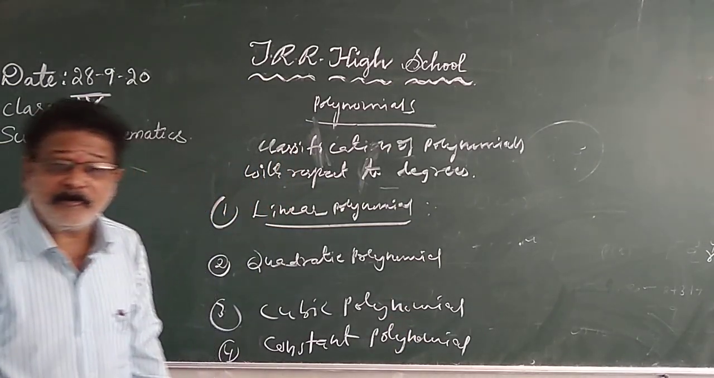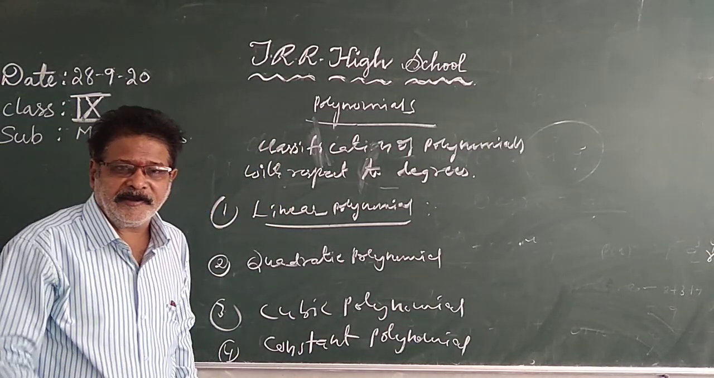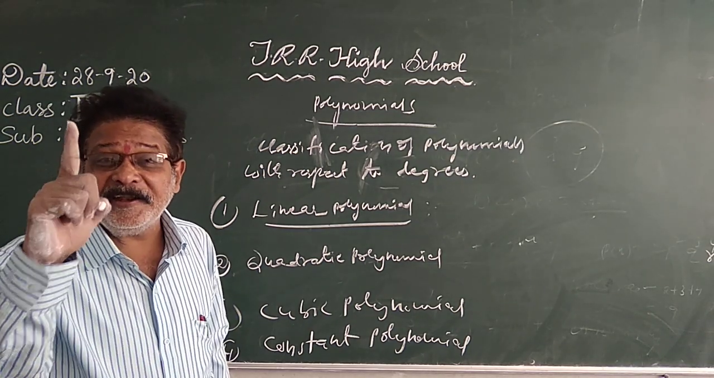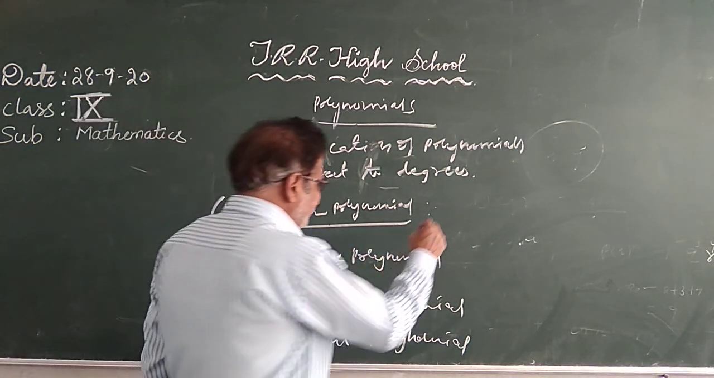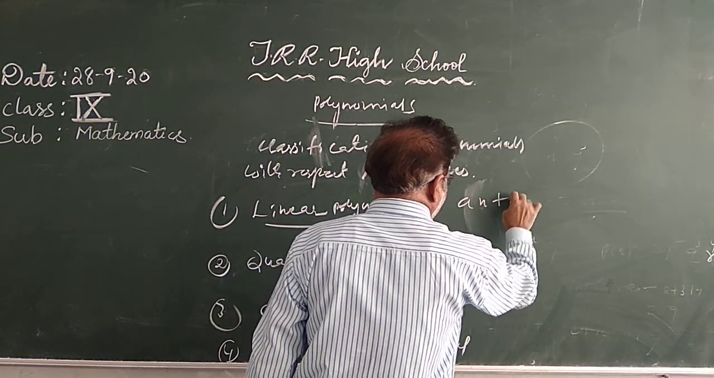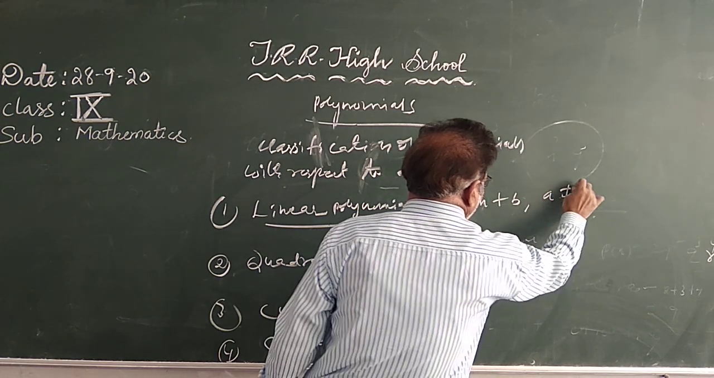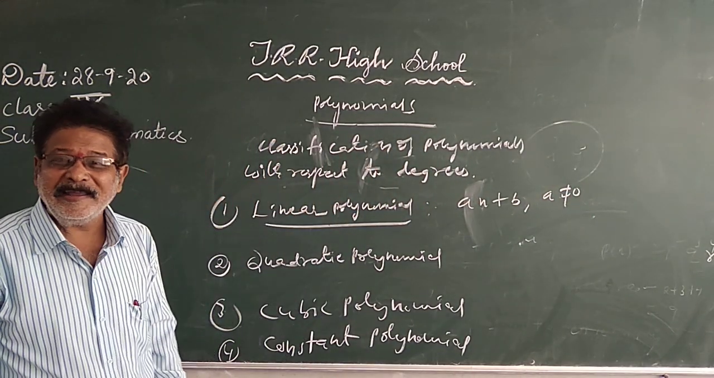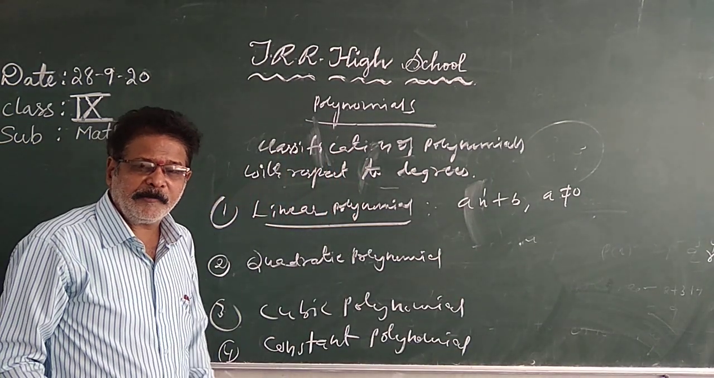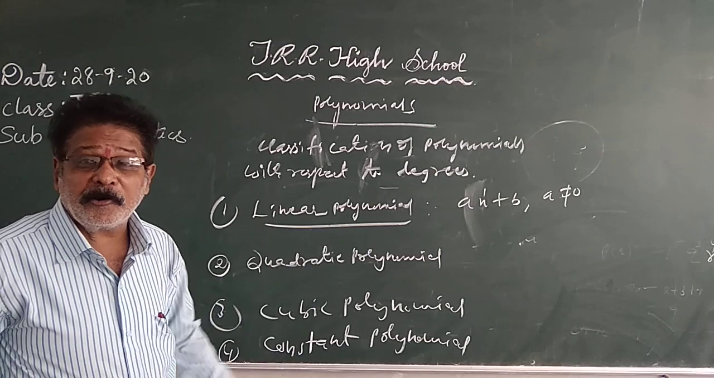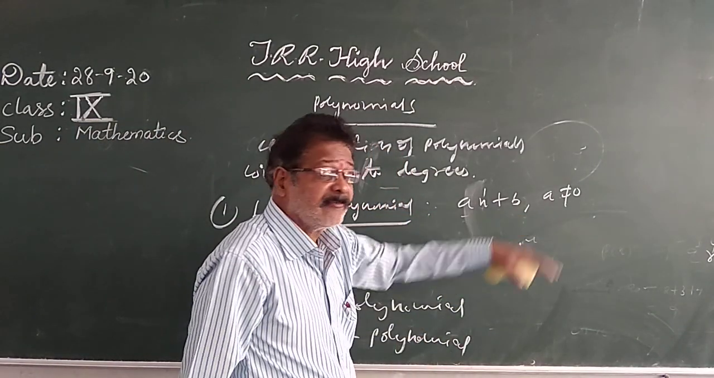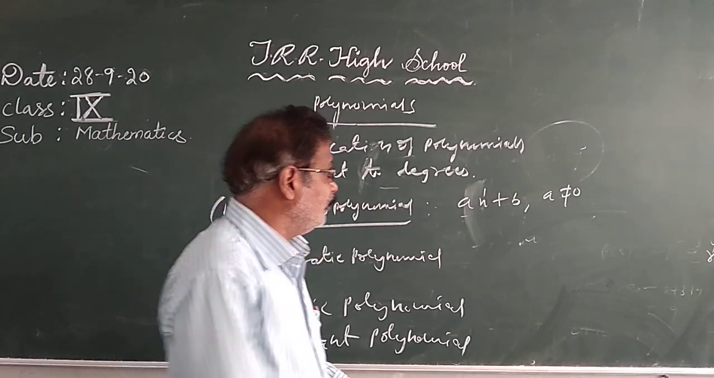The highest power will be 1. A polynomial whose degree is 1 is called linear polynomial. Linear, having degree 1. Degree means power. For example, the general form of the linear polynomial is ax plus b, where a is not equal to 0. The general form of linear polynomial is what? ax plus b, where a is not equal to 0.